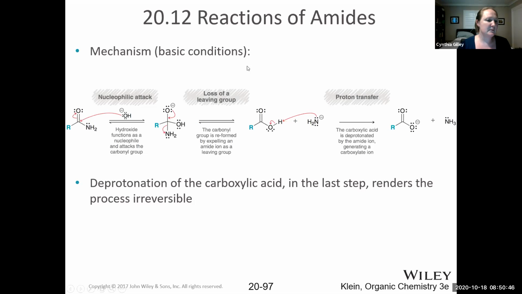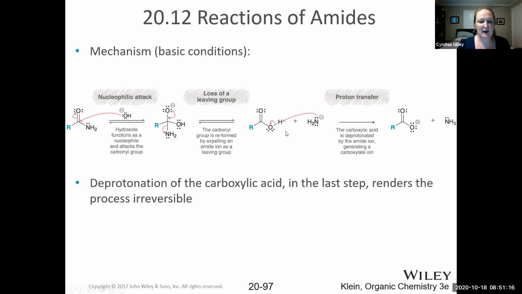The mechanism, when we do a strong nucleophile under basic conditions, we don't need a first proton transfer. So we just do direct nucleophilic attack on the carbonyl. Loss of the NH2- leaving group. Notice our intermediates under basic conditions have negative charges, right? First an oxygen with a negative charge, eventually a nitrogen with a negative charge. This is a very fast reaction.